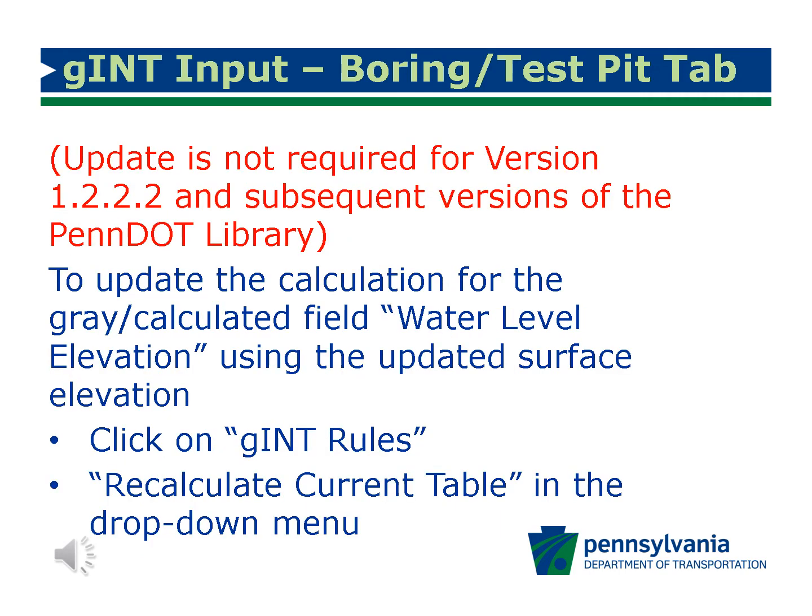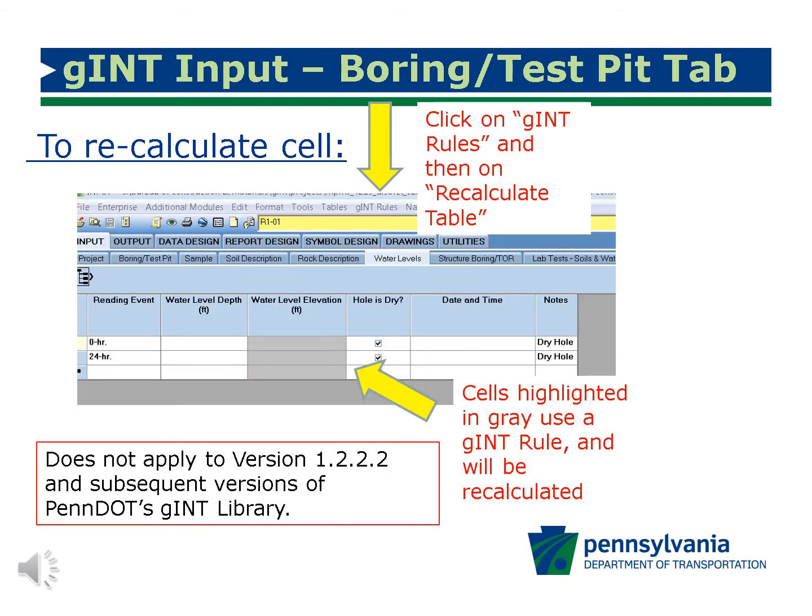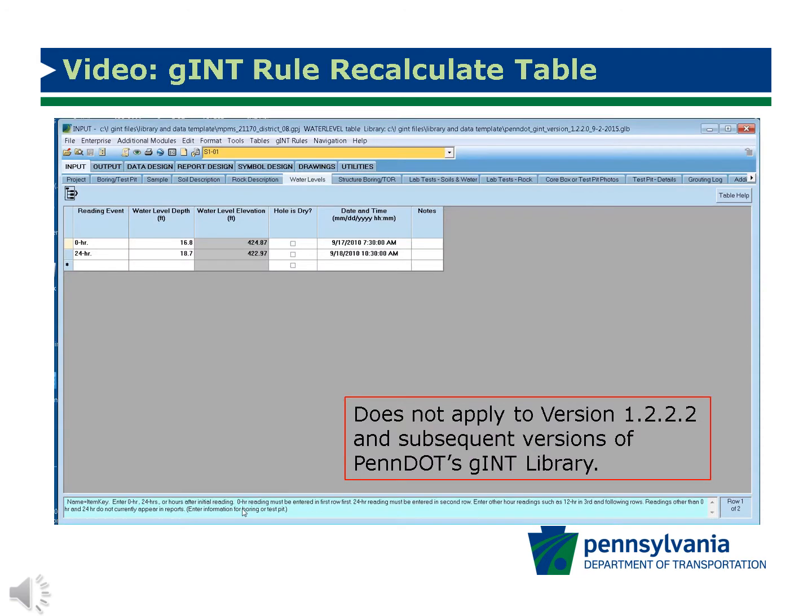To update the calculation performed on the Water Levels tab using the surface elevation taken from the Boring Test Pit tab, click on the Water Levels tab, and then click on gINT Rules at the top of the gINT screen, and then Recalculate Current Table from the drop-down menu. The water level elevation field on the Water Levels tab will be recalculated using the new surface elevation. Note the location of the gINT rules on the toolbar located at the top of the screen and the location of the cells highlighted in gray that are to be recalculated. Please click on the screen and click on the play button to view a video demonstrating recalculating the gINT rules on the Water Level tab.